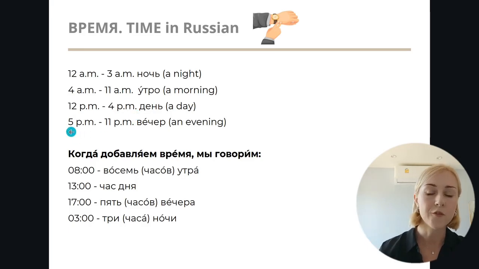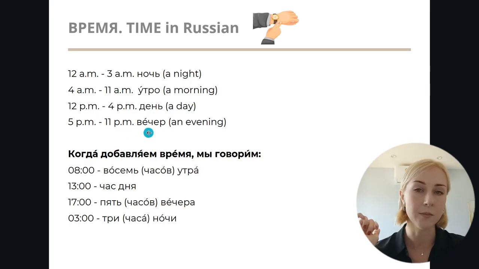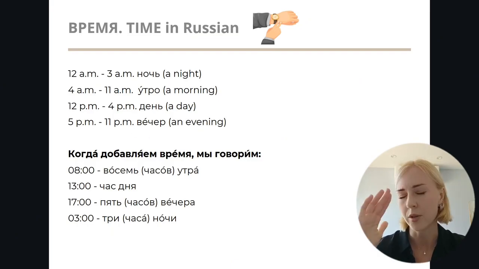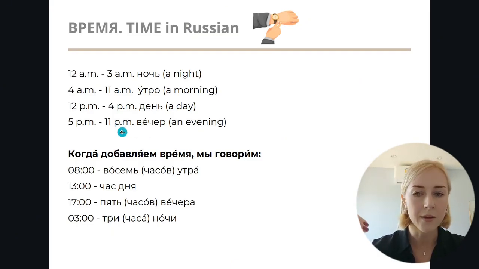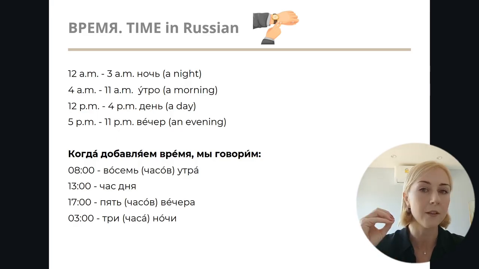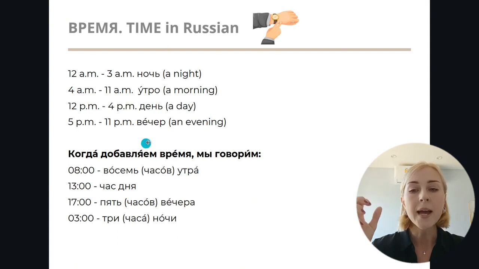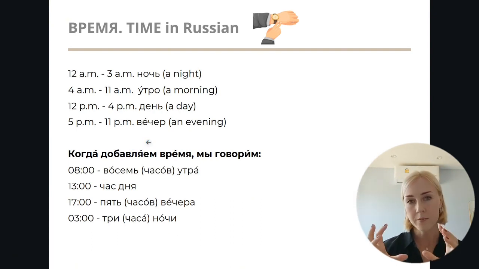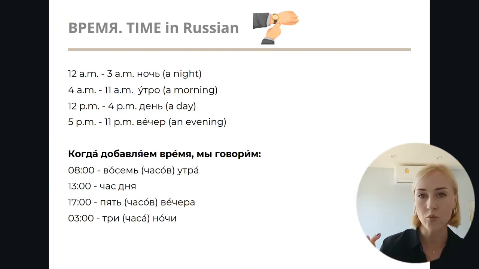And starting from 5 p.m. to 11 p.m. it's evening. Это вечер. So 9 p.m., 10 p.m., 11 p.m. It's evening for a Russian native speaker. Это вечер. It's not night. Да? Это вечер. Okay. And then when there is time, because we don't have AM in Russian, we don't have PM in Russian, okay?